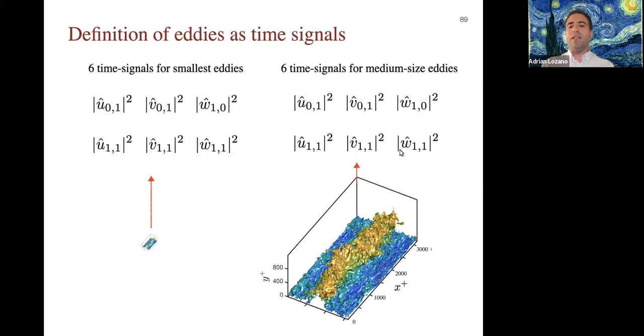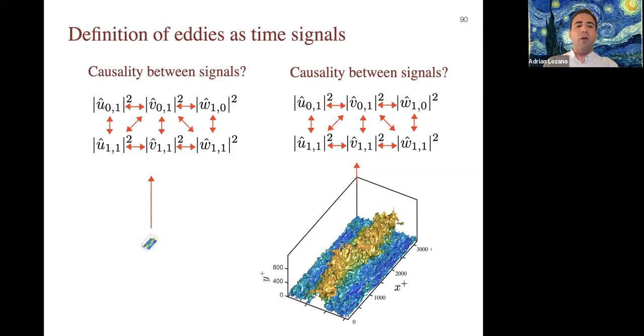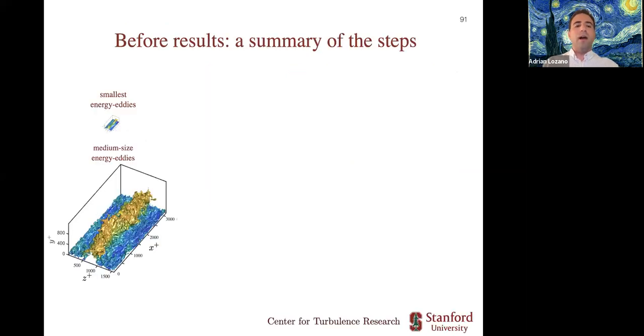And I'm going to have another set of 6 time signals characterizing what the energy is doing in this very large box. And then the next step is to compute the causality. So how are these signals interacting? How are they transferring information one to the other? And this is just a summary, so we don't get lost on what I'm trying to do.